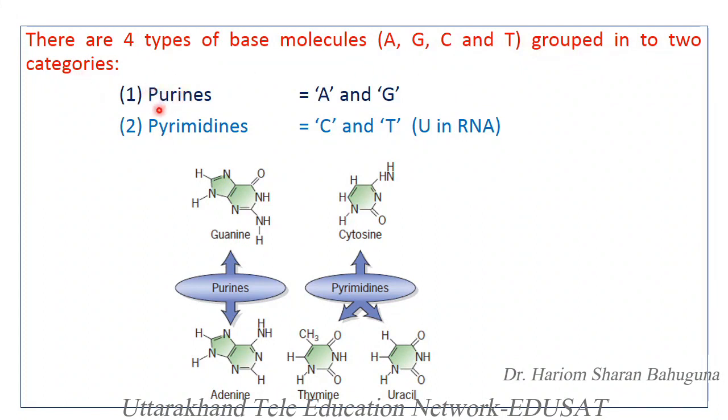One is purines and the other is pyrimidines. In purines there are 2 types of bases, adenine and guanine, and in pyrimidines there are 3 types of base molecules: cytosine, thymine and uracil. Uracil is present in RNA in place of thymine.